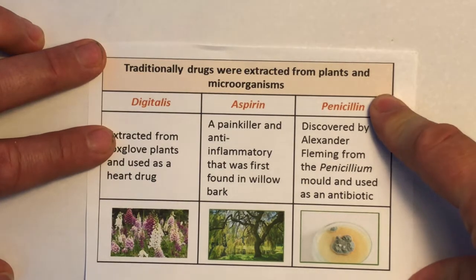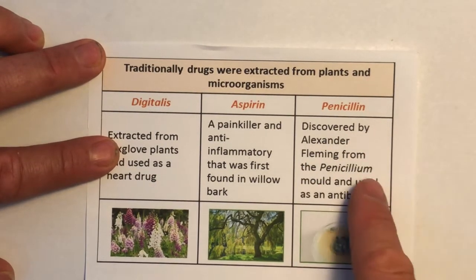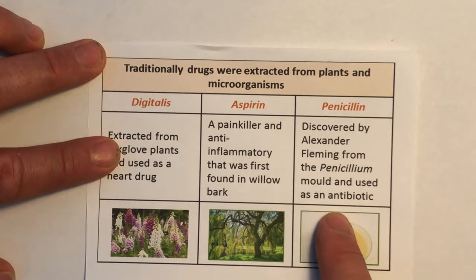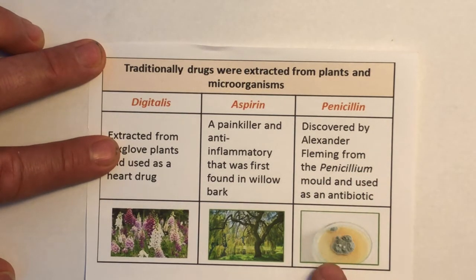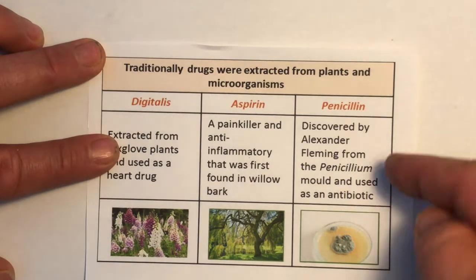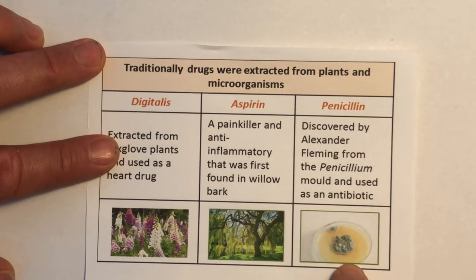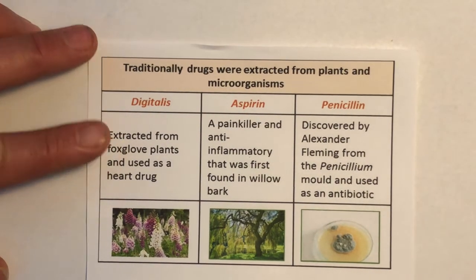Penicillin is a very famous antibiotic that was discovered by Alexander Fleming from the penicillium mold. Theoretically, one time he left some plates that had bacteria growing on them. Another organism landed on it, which was the penicillin mold, and he noticed that it was killing off the bacteria that were already on the plate. Quite an amazing discovery.